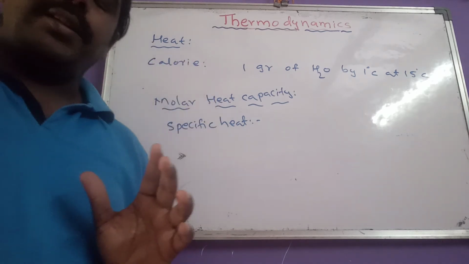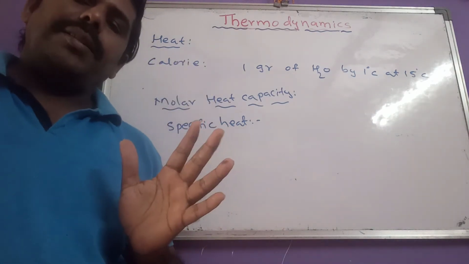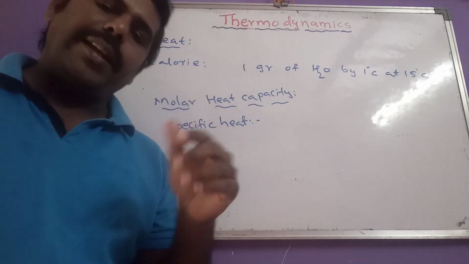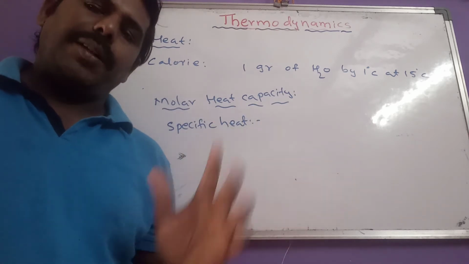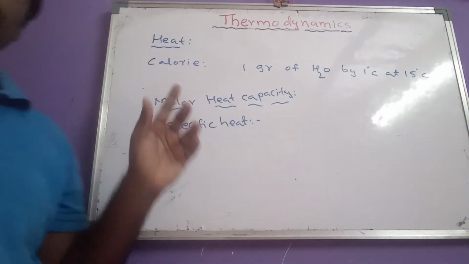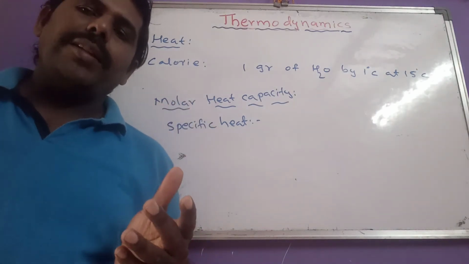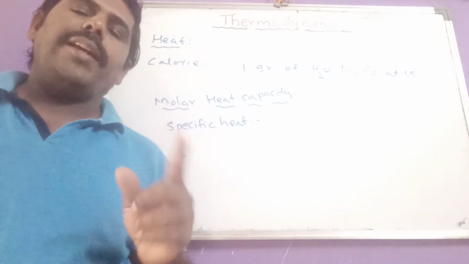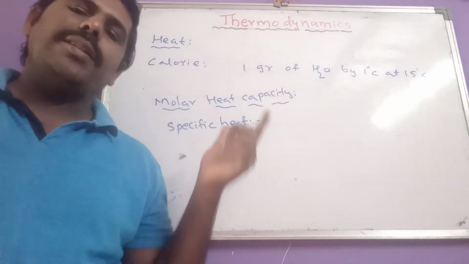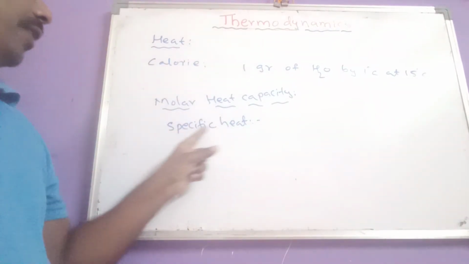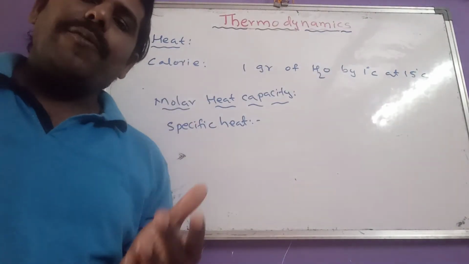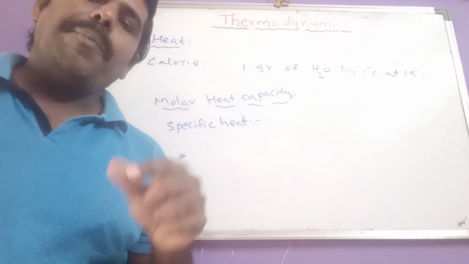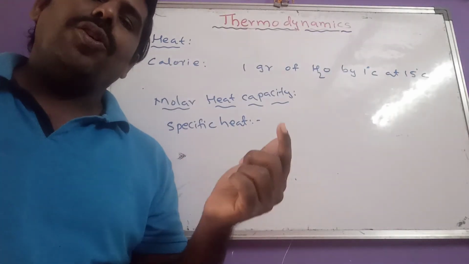Next, heat capacity. If you want to raise the temperature of any amount of substance by 1 degree centigrade, that is known as heat capacity. And molar heat capacity means the amount of heat required to raise the temperature of 1 mole of substance again by 1 degree centigrade. And what is specific heat? The amount of heat required to raise the temperature of 1 gram of substance by 1 degree centigrade is known as which one?